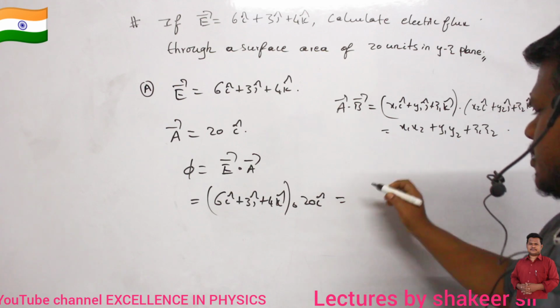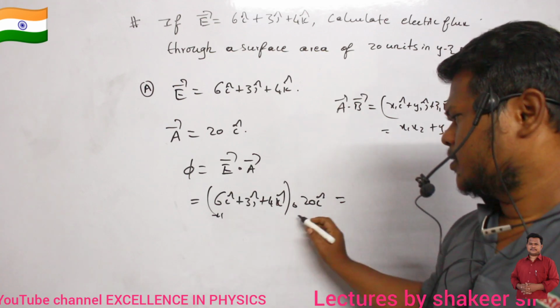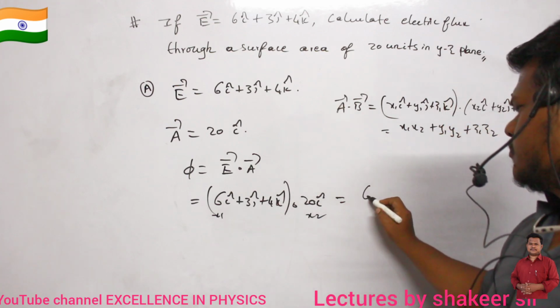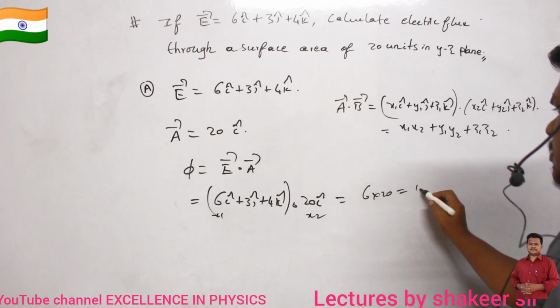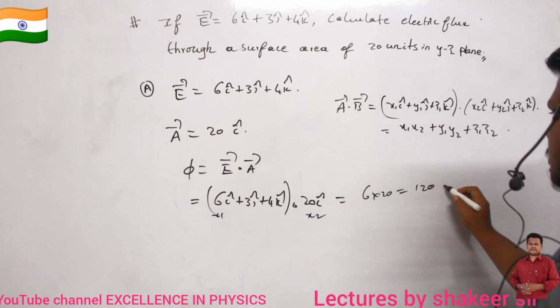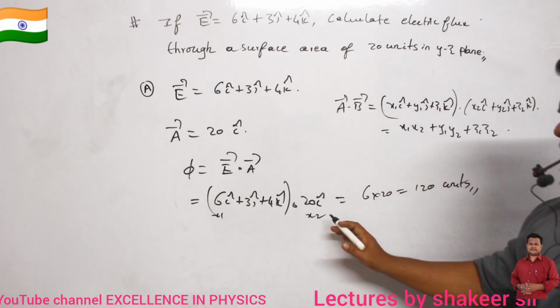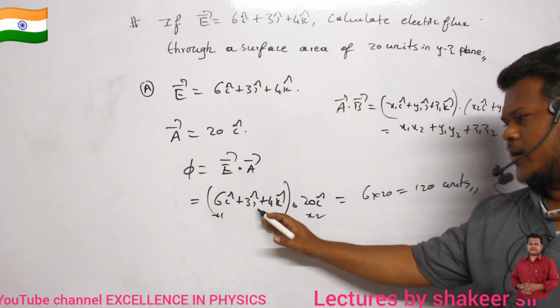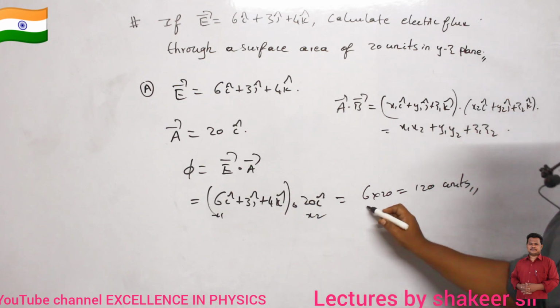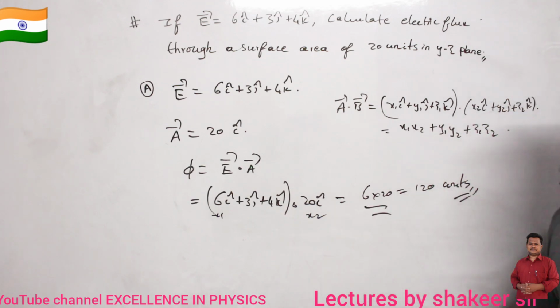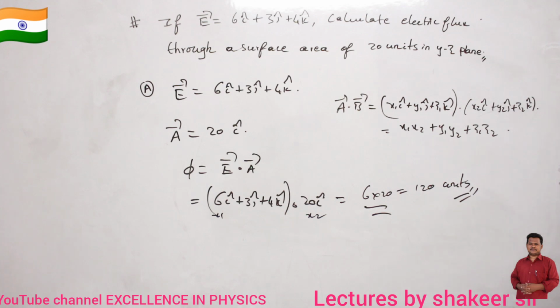Similarly, you just multiply x1 x2 here. This is x1 and this is x2. Clear, ma? So therefore 6 into 20, 6 twos are 12, 120 units. So 120 units is the flux. Okay, because in the second vector the i cap and j cap terms are absent, so I will just get x1 x2. That is my answer. Okay, ma? Make a note.